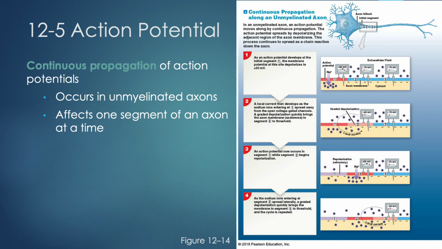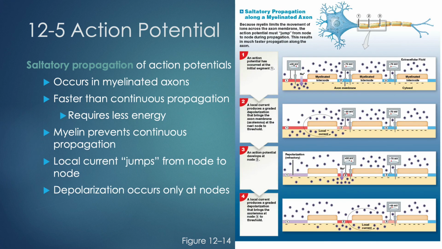So now let's look at the next type of propagation. In saltatory propagation of action potentials, we have a faster process. This occurs in myelinated axons, which we remember are insulated and also just faster conductors in the first place. And this actually requires less energy than continuous propagation.